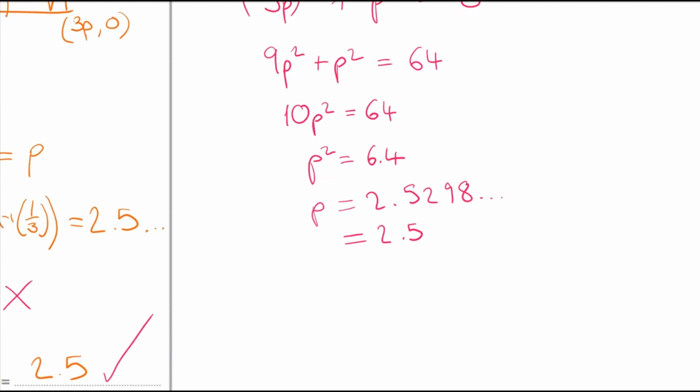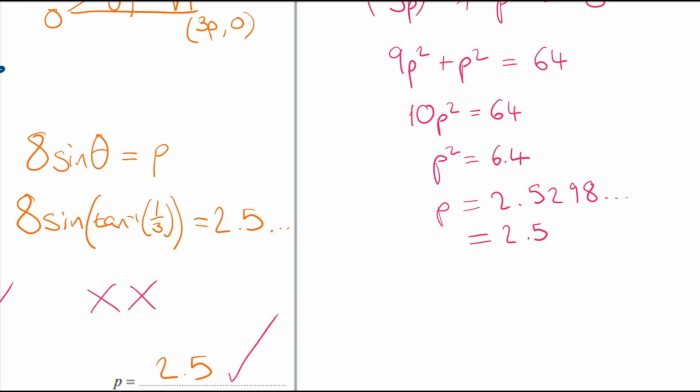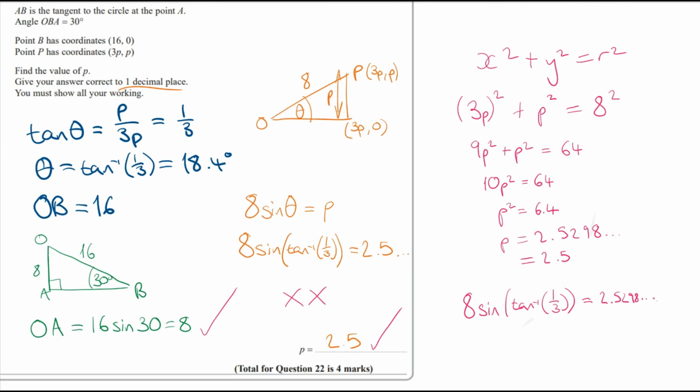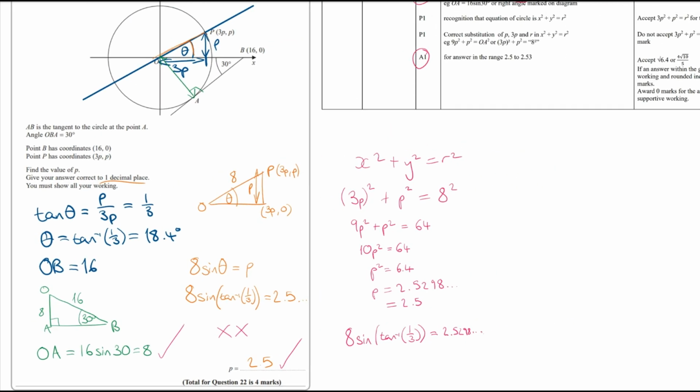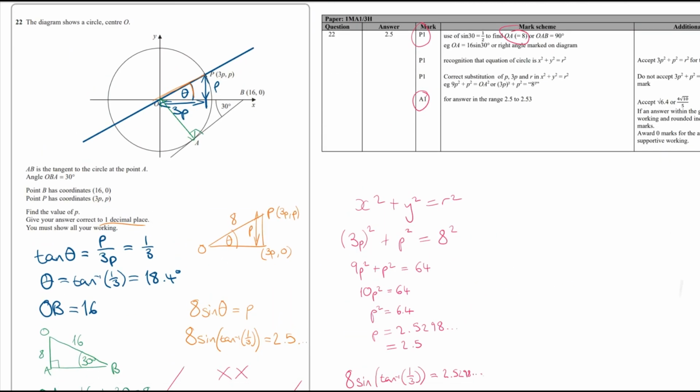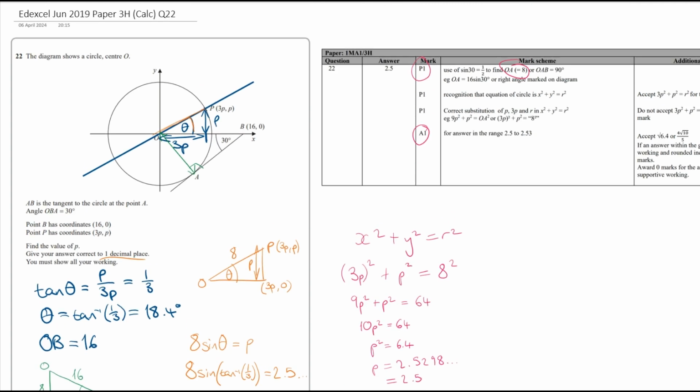And just so everyone's happy with my previous answer, if you write down 8 sine inverse tan of 1/3, you get the same thing, which is 2.5298. You can check it for yourself if you're not sure. So same answer, different method, and in this case the question is looking for something different. Perhaps someone can tell me if this is 4 marks or 2 marks. I'll leave it to you to decide. Alright, see you in the next one.